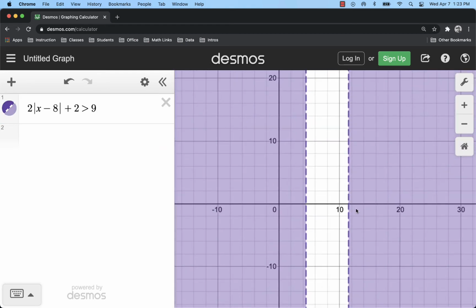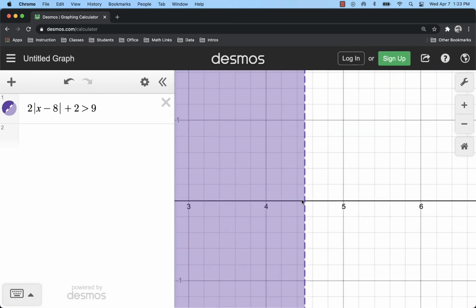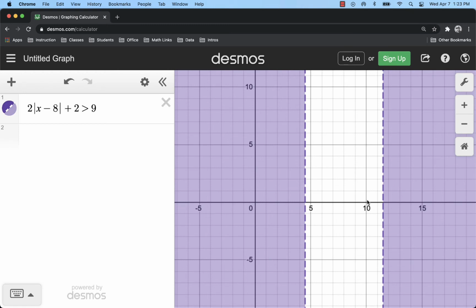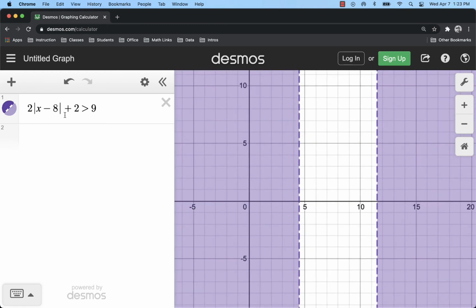So we can visualize the solution here. Really, we don't need x and y because it's just solutions in the form of x. So if we ignore the vertical component of it, we can see that below 4.5 it looks like, and above 11.5 will be the solutions for x. But this is actually not the best way to understand why that's the solution.